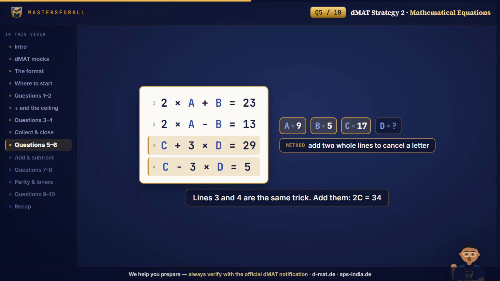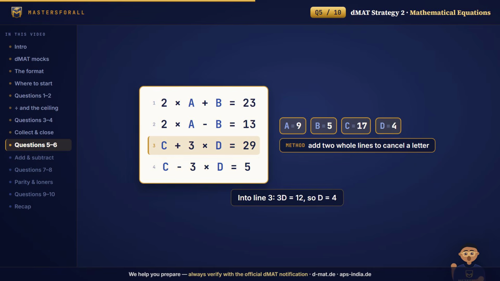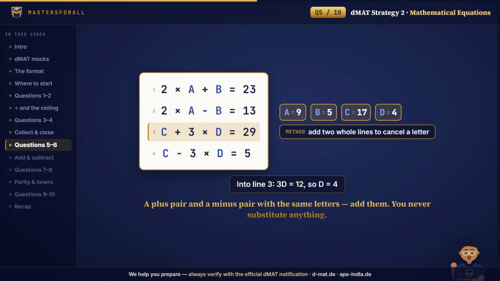Now lines 3 and 4 are the same trick. Dressed up, add them and the 3d terms cancel. 29 plus 5 is 34 and that is 2c, so c is 17. And back into line 3, 3d is 12, so d is 4. A plus pair and a minus pair with the same letters, add them. You never substitute anything at all.